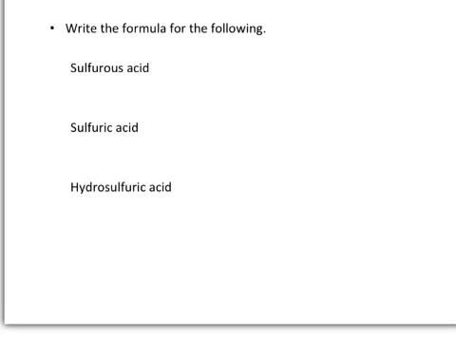Alright, so let's write the formulas given the names of these acids. So sulfurous acid. So the OUS ending must have come from a polyatomic ion ending in ITE. So this must be the sulfite ion. Sulfite is SO3 with a 2 negative charge. Whatever the charge on the polyatomic ion is, in this case, it has a charge of 2, so I need 2 hydrogens to balance that out. So sulfurous acid is H2SO3.